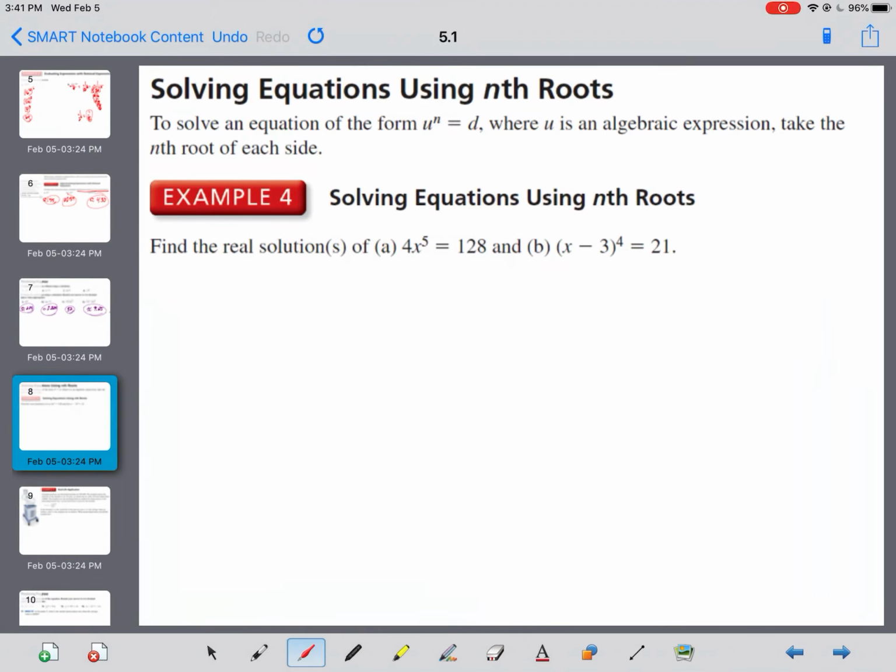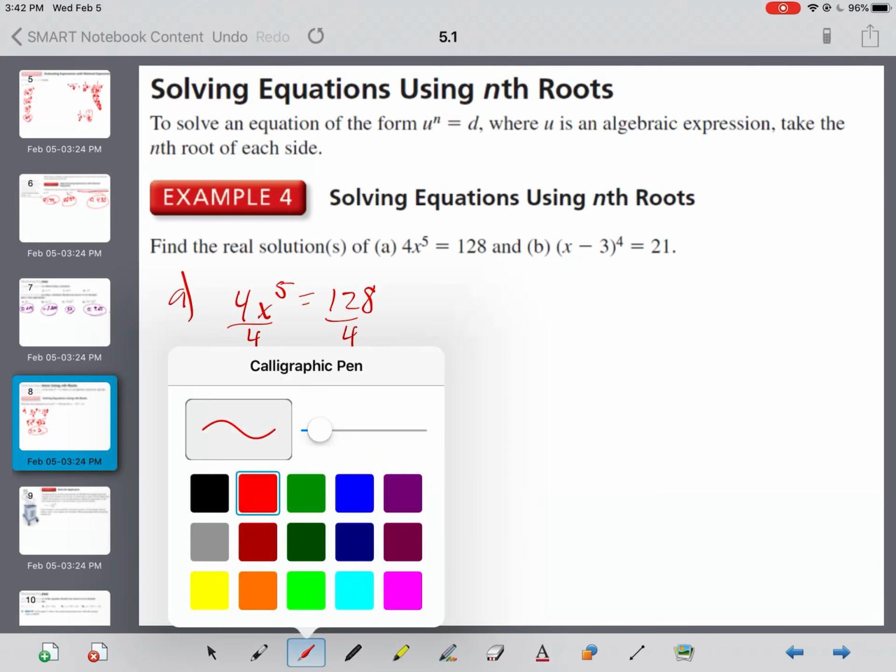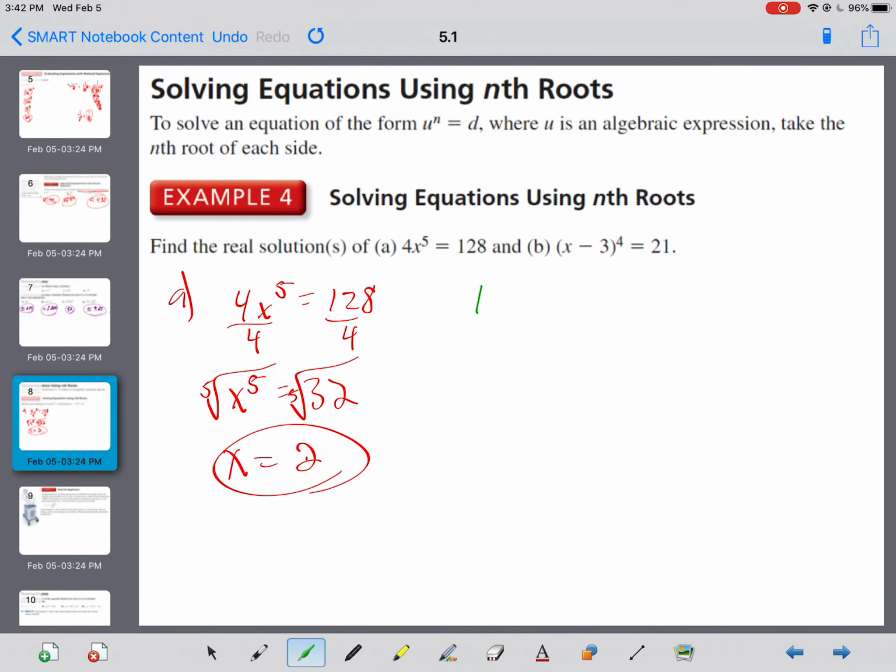Switching back to red. So let's look at A. You got 4x to the 5th equals 128. Well, x to the fifth, the only thing to the fifth in this situation is the x, because the 4 and the x are not in parentheses together. So get rid of the 4 first. X to the fifth equals 32. And then we're going to fifth root our answer, so x is 2. And I know it because we've done it a bunch of times.